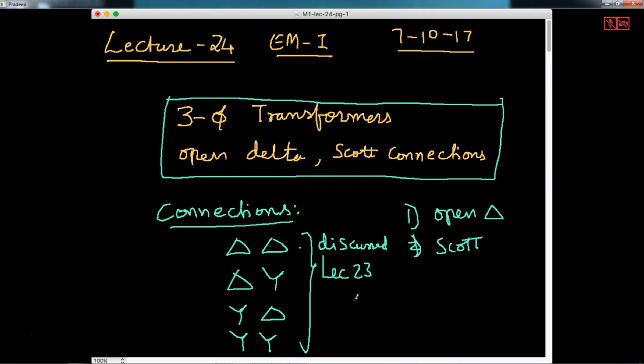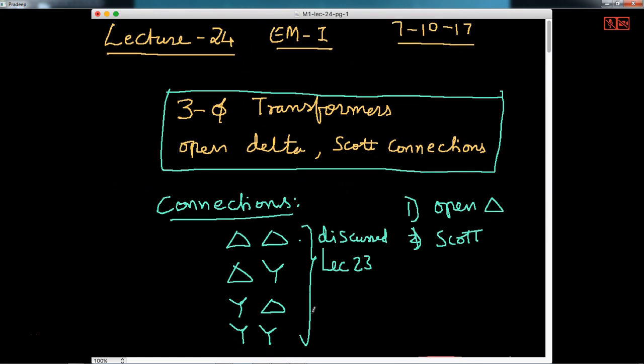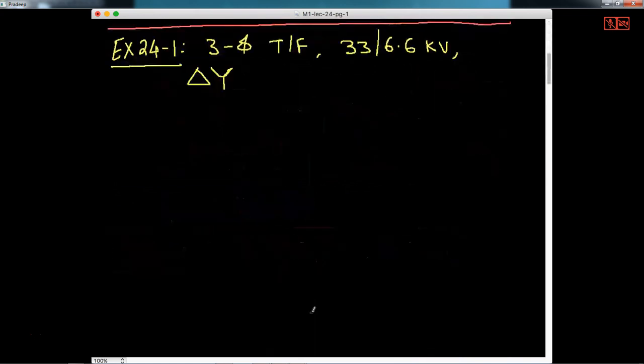But before that, let's work out some more example problems on these four different connections, so that we'll be able to understand it better. Let's begin by briefly looking at one example problem. I was in the process of preparing the data for this example problem. So let's call this example problem number 24-1.